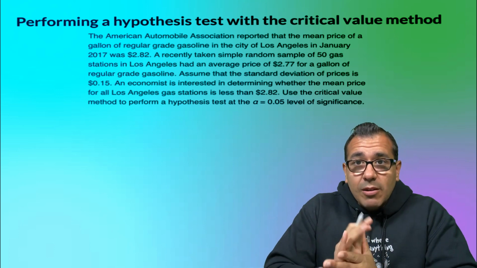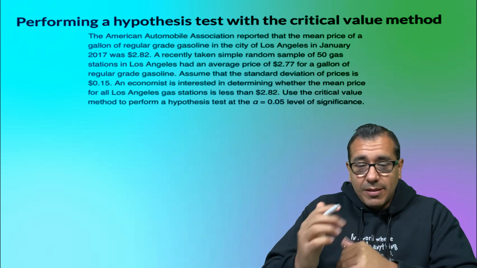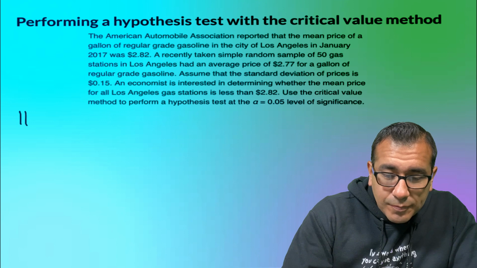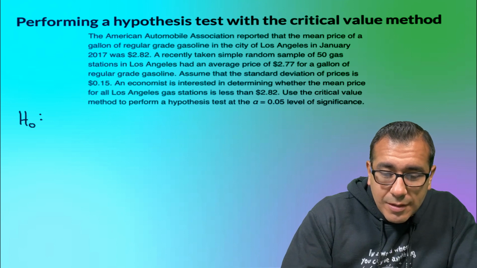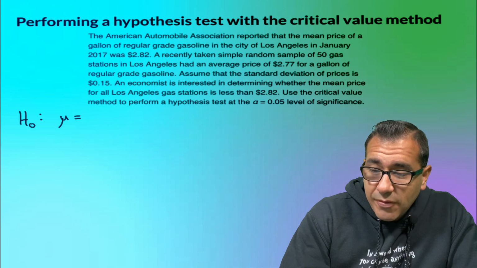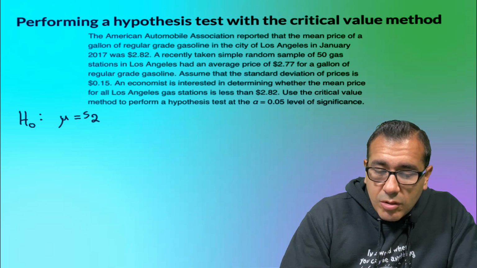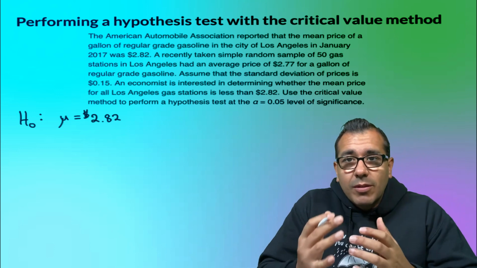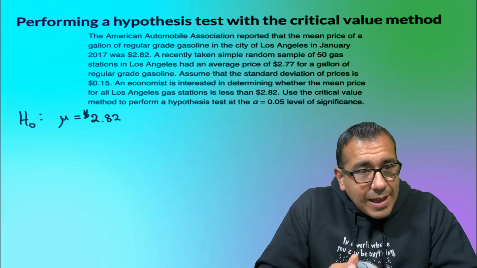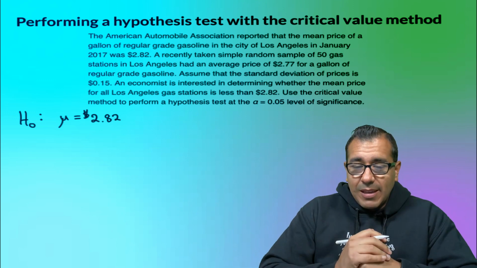The first thing we want to do is set up our hypotheses. Our null hypothesis says that the mean is no different, it's equal to $2.82. That's what we stated in the beginning. It's going to be no different than that.